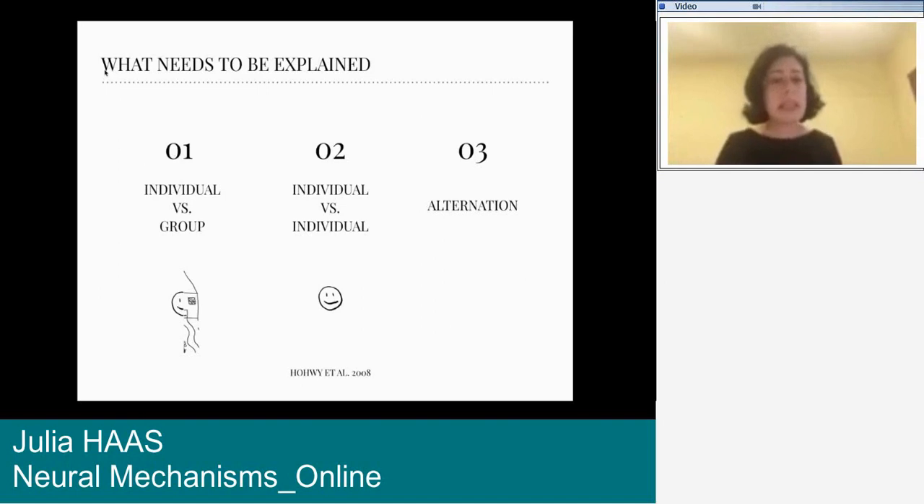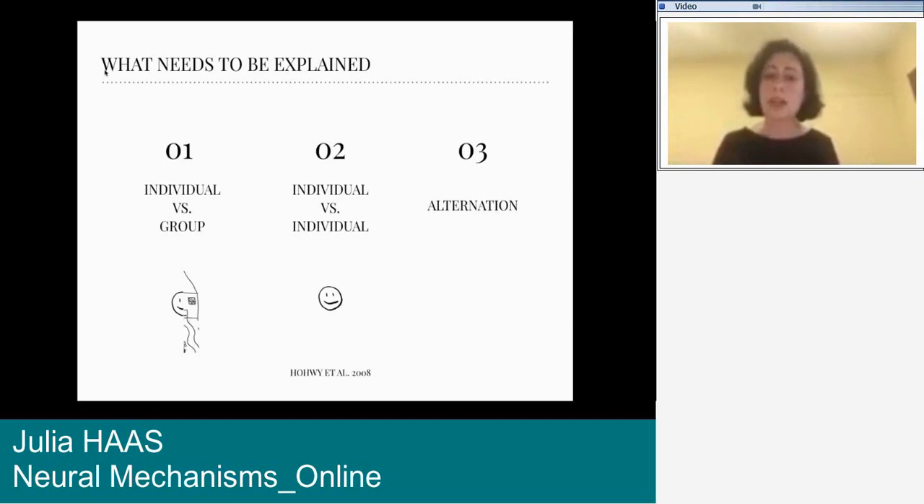So what needs to be explained in the individual versus group selection problem is the question of why, when a participant is presented with two stimuli, right, a face and a house, why is it the case that she ends up seeing only one of those at a time? So why not see a combination, a house-face, rather than seeing simply the face or the house that we end up seeing? Right? So that's our first question.